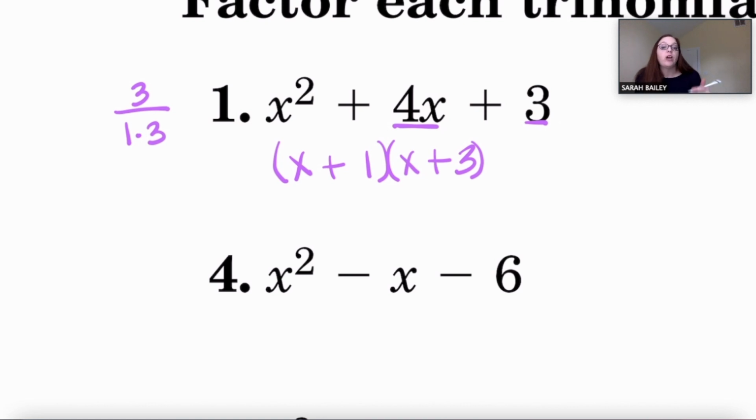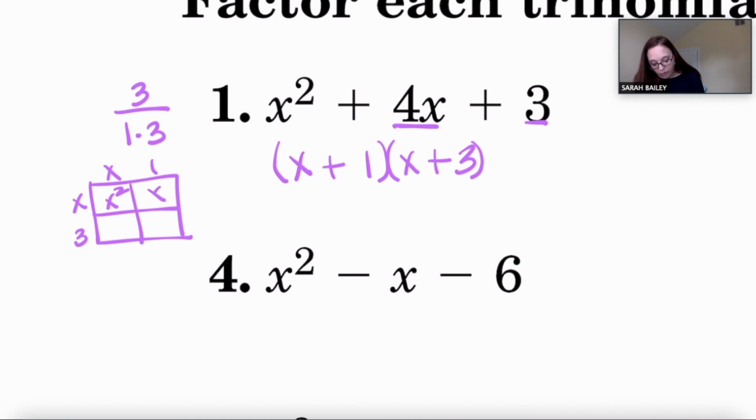Now, I can double check that by multiplying it out. Remember when we drew the box, x plus 1 times x plus 3. So that's x squared, 1x, 3x, and 3. When I add all of that together, I get x squared plus 4x plus 3. So that's it. It's going to be x plus 1 times x plus 3. Confused? Maybe. Let's do another one.